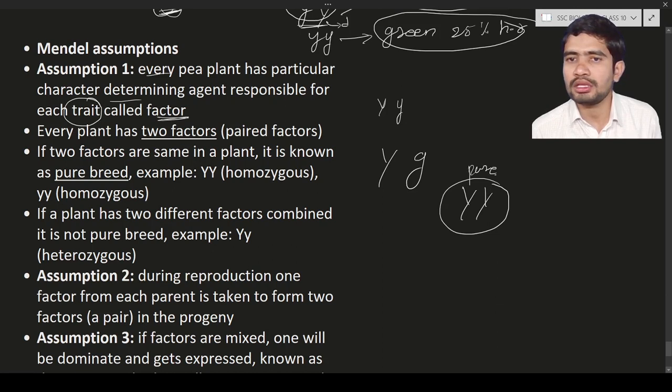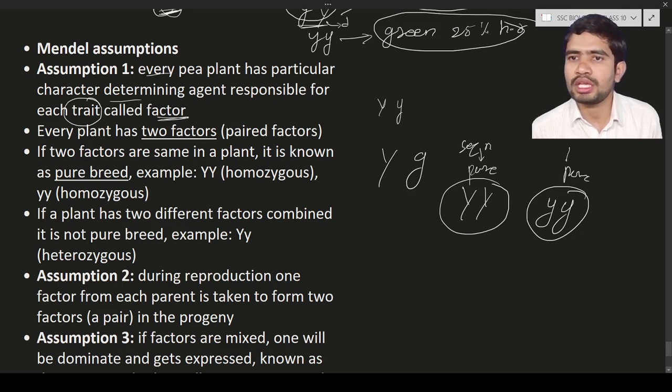How is the pure obtained? Just now we have discussed. Self-pollination of the individual or parental plants will produce the pure. Here the capital Y is pure, and the small y is also pure. Why? Because here you can see only green color genes are present, no other genes, so it is also pure.